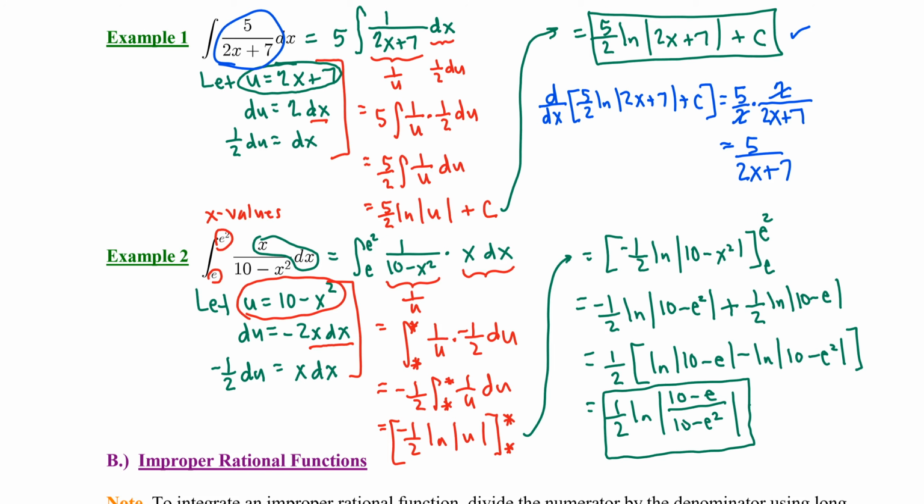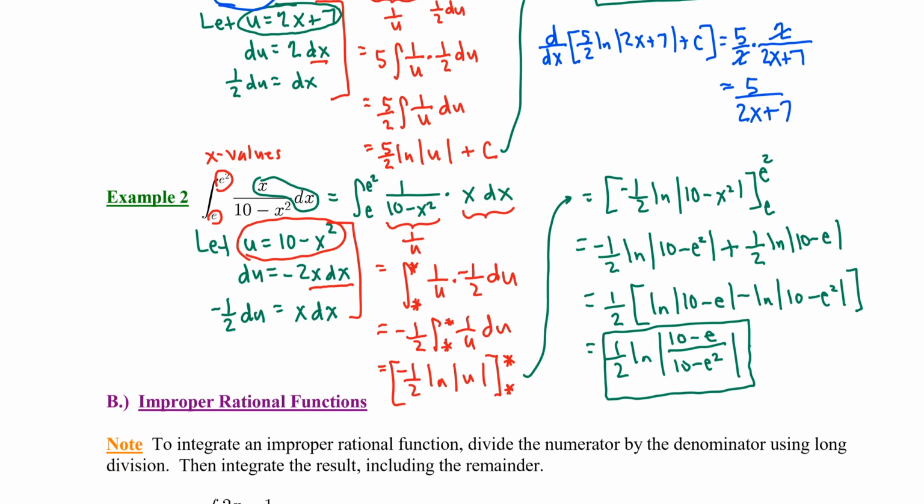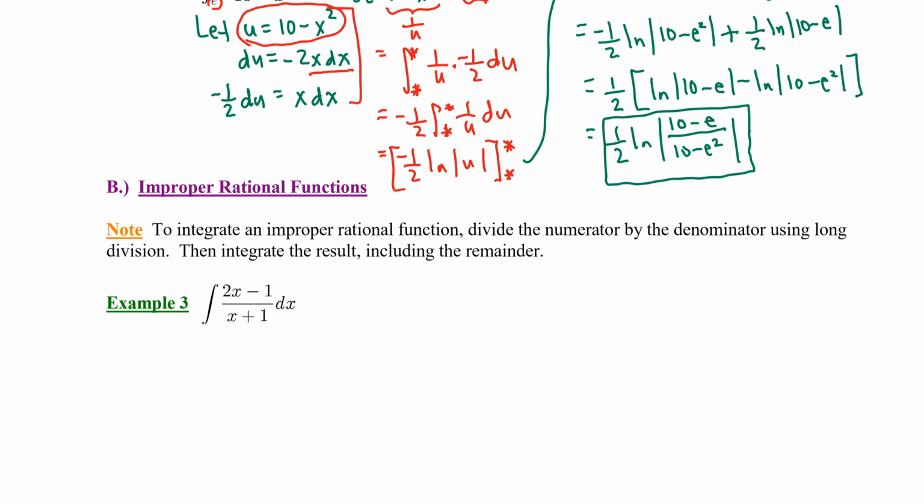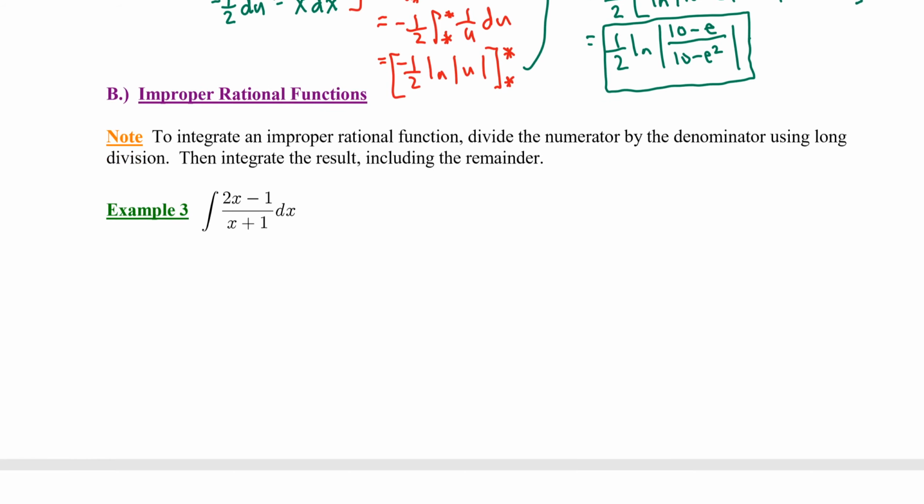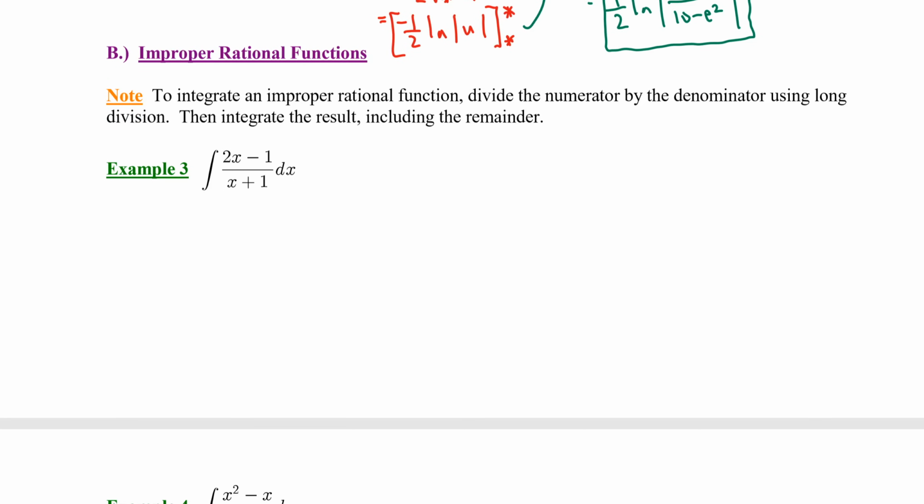Make sure when you calculate a definite integral that you always give the exact value unless an approximation is requested. Let's go ahead and move on to the next case, that is dealing with an improper rational function. Now remember that for an improper rational function, the degree of the numerator is greater than or equal to the degree of the denominator.